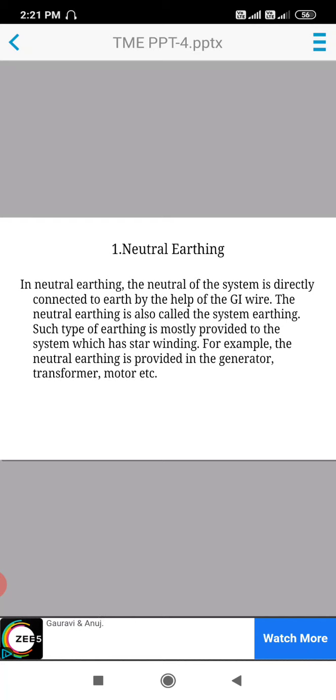The neutral of the system is directly connected to the earth with the help of GI wire. This system is called neutral earthing, and it is provided to the generator, motor and transformer. We have to connect the star point of the system directly to the ground. This is called neutral earthing.